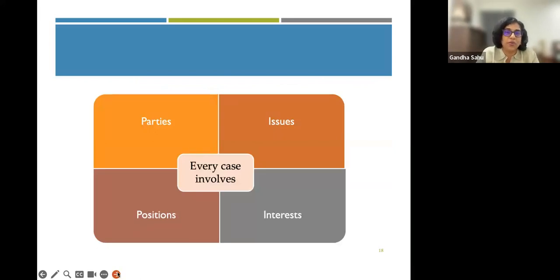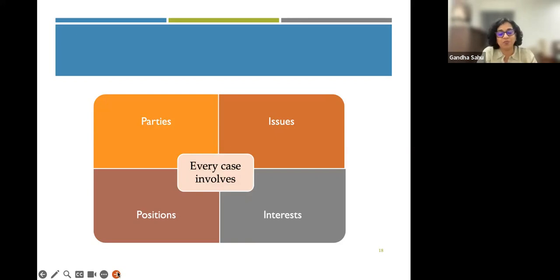So every case will involve parties, issues, positions, and interests. When we as mediators look into a case, we must understand, first of all, whether the parties to the dispute are at the table or not. Like I said, sometimes there might be agents, sometimes you will have somebody from the company but may not have the authority, may not have the entire vision of understanding the conflict. So it's important that the people who are there at the table negotiating and in the mediation are parties to the dispute, in the sense that they understand the dispute and they are also decision makers in the dispute.